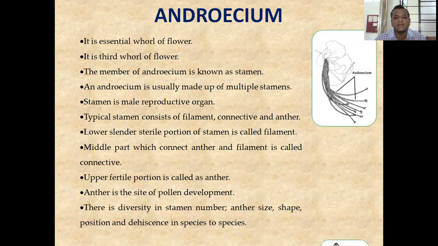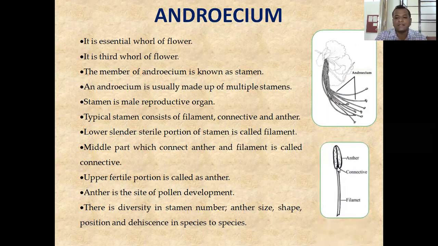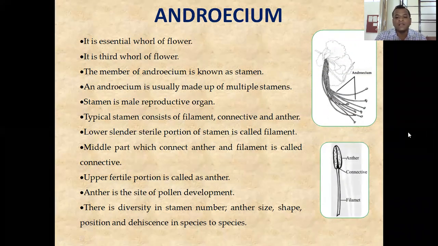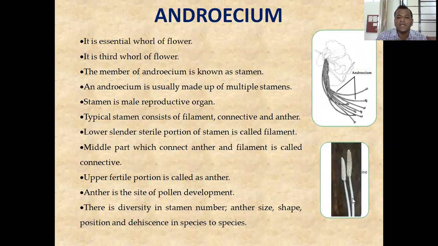The typical stamen consists of filament, connective, and anther. The lower slender portion of stamen is called filament, which is sterile in nature, while the middle portion which connects anther and filament is called connective, and the upper fertile portion of stamen is called anther. The anther is the site of pollen development. There is great diversity in stamen number, size, anther shape, position, and distance from species to species.